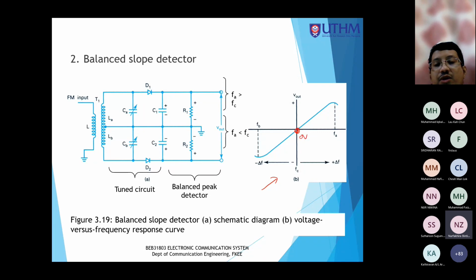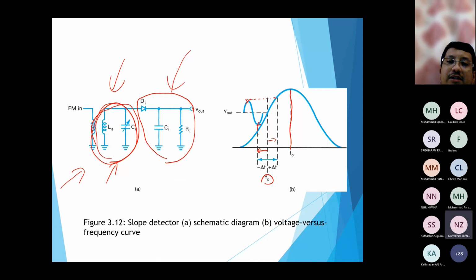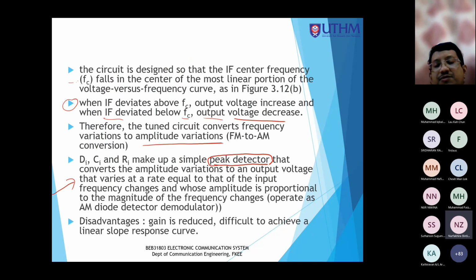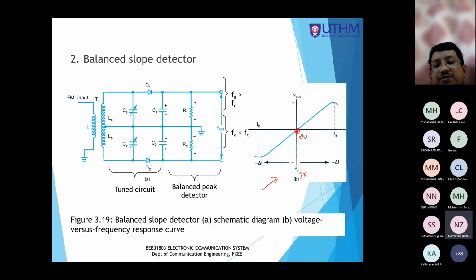Okay, so this is what we are talking about at the IF region. At this point, at FC of IF, this is the center of IF, the output voltage would be at 0 volt. Different from the slope detector, it has a certain output. For the balanced slope detector, at the center of the IF, it will produce 0 volt at the output.